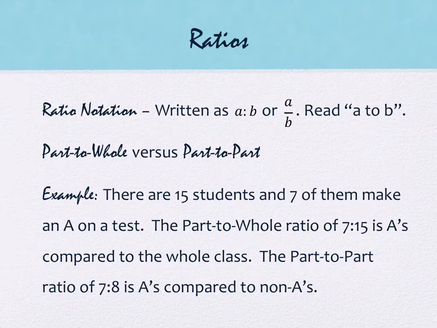If you have 15 students and 7 of them make an A on the test, then the part to whole ratio is 7 to 15. 7 made A's, 15 to the whole class. The part to part ratio is 7 to 8. So 7 made A's, 8 didn't. So there's two different types of ratios that we talk about, and we will come back to these two different types of ratios later on in a different chapter as well.